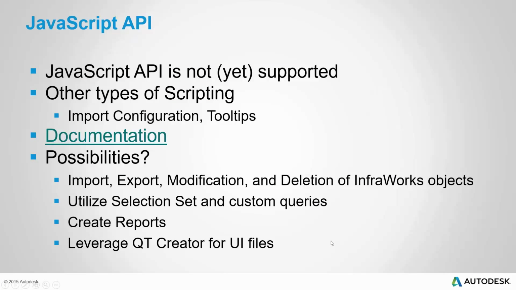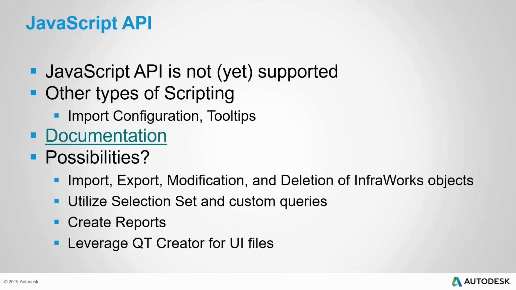Now that we're talking about the scripting, what are some of the possibilities? Again, this is one of the first questions I get asked a lot. What can you actually do with the API? I think the biggest things you want to leverage are modification of existing InfraWorks objects or importing and exporting. So you can import, you can export, you can delete, you can modify InfraWorks objects.